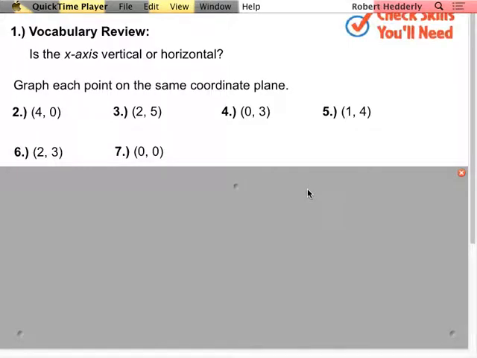Okay, vocabulary review. Is the x-axis vertical or horizontal? This is lesson 8, unit 5, second semester, 7th grade math. Is the x-axis vertical or horizontal? Who's got the answer? Unisa. Yes, that's a horizontal axis.